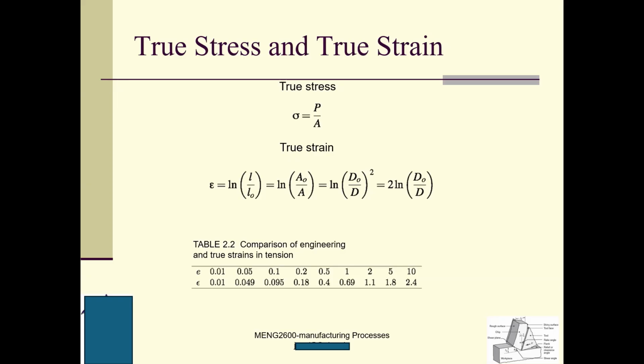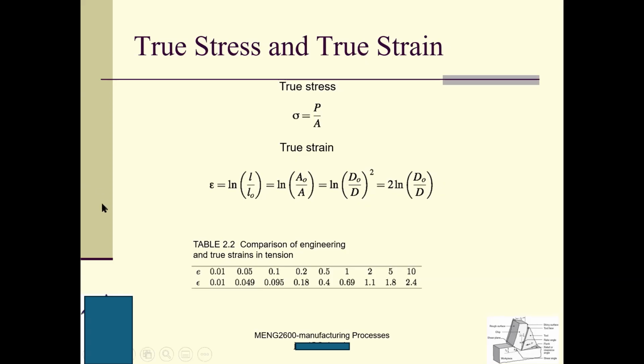You understand? Regarding the engineering strain, we use the elongation divided by your original length L0. But for the true strain, it's more complicated. It's the natural logarithm of your instantaneous length divided by your original length. So I want you to be able to tell me clearly how the true stress is different from the engineering stress, and how the true strain is different from the engineering strain. Are you clear now?